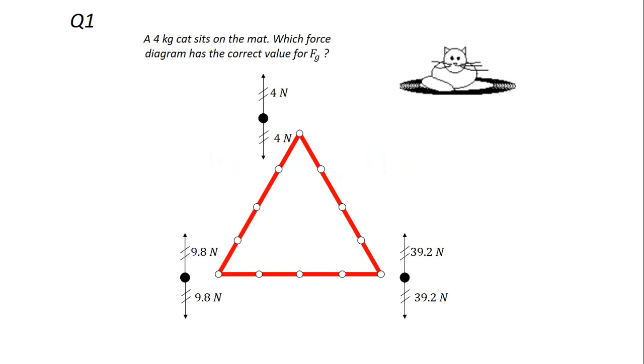Question 1. So a cat sits on the mat, it's a 4 kg cat. Which force diagram has the correct value for the force of gravity? So pause the video if you need some more time, and we'll move on to question 2.